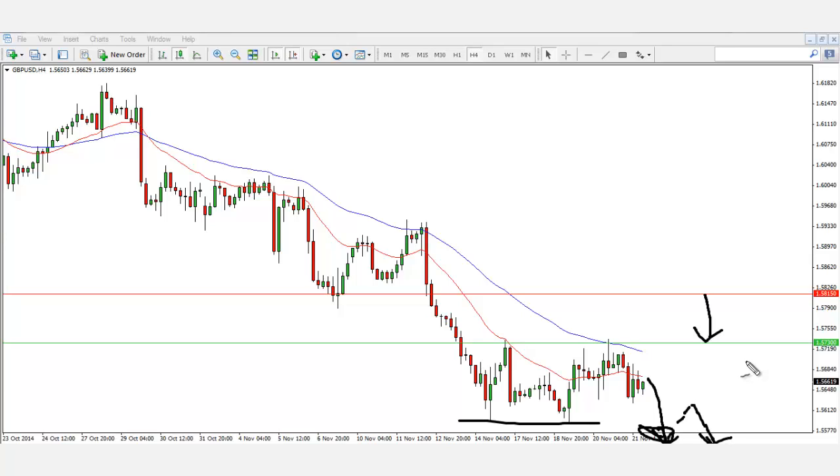Because when price does that, what happens is that we have a new structure low. So basically, we have a low down here, down here, down here, down here. And if price creates a new lower high, we have another lower high over here.